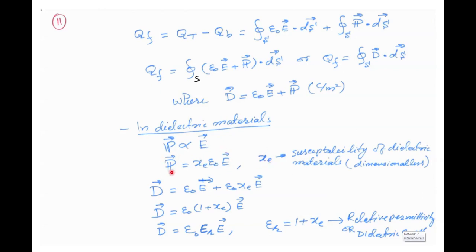So polarization is given by this relation, P equals chi sub e times E, where chi e represents the susceptibility, which is a dimensionless quantity. Now plugging the expression of polarization into the modified form of electric flux density, we obtain this relation, that is D is equal to epsilon naught times epsilon r times E, where epsilon r represents the relative permittivity or dielectric constant, and this relative permittivity or dielectric constant is equal to 1 plus chi e.